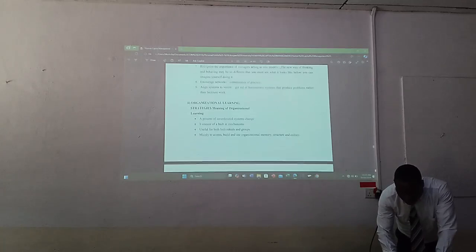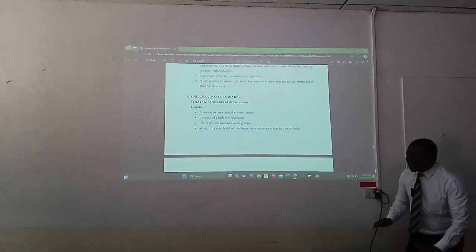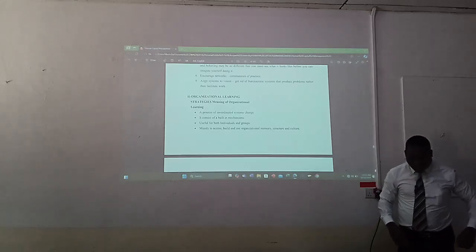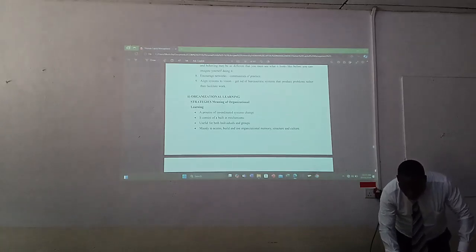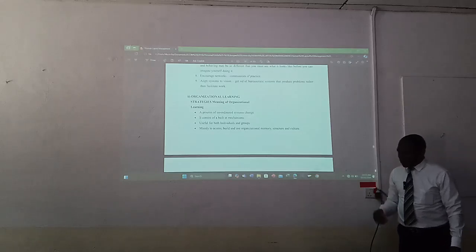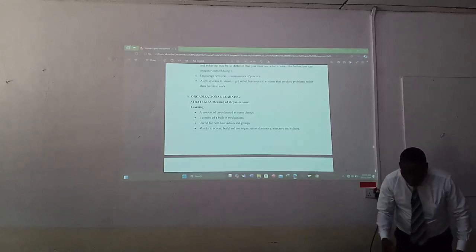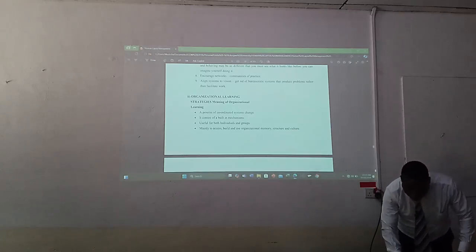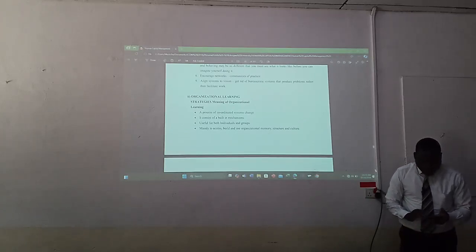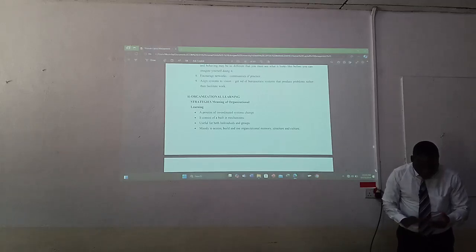It also consists of built-in mechanisms. There must be something that is built in, something that is concrete in your organization, so that you are able to become an organizational learning. Useful for both individuals and groups. That learning must be useful for both the individuals as well as for the groups. Must also assess, build, and use organizational memory, structure, and culture. So all these are part of the strategies as far as the organizational learning are concerned.